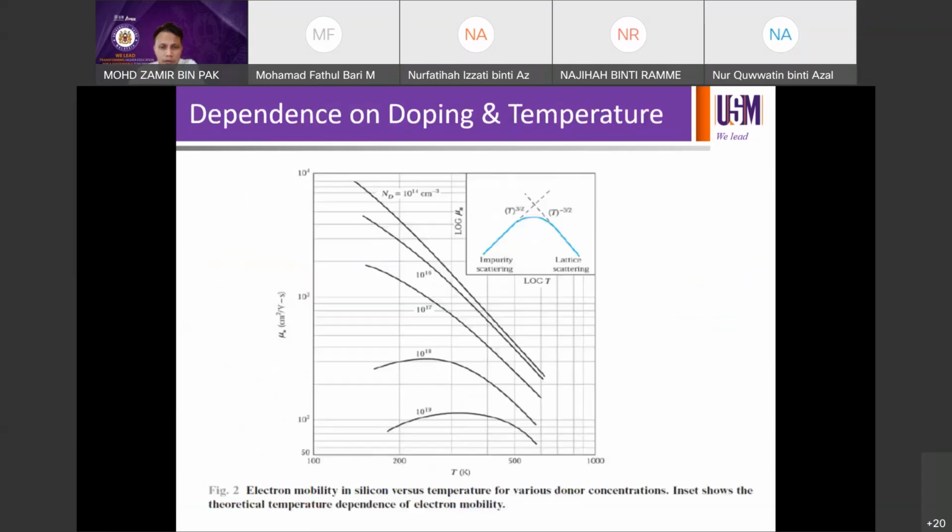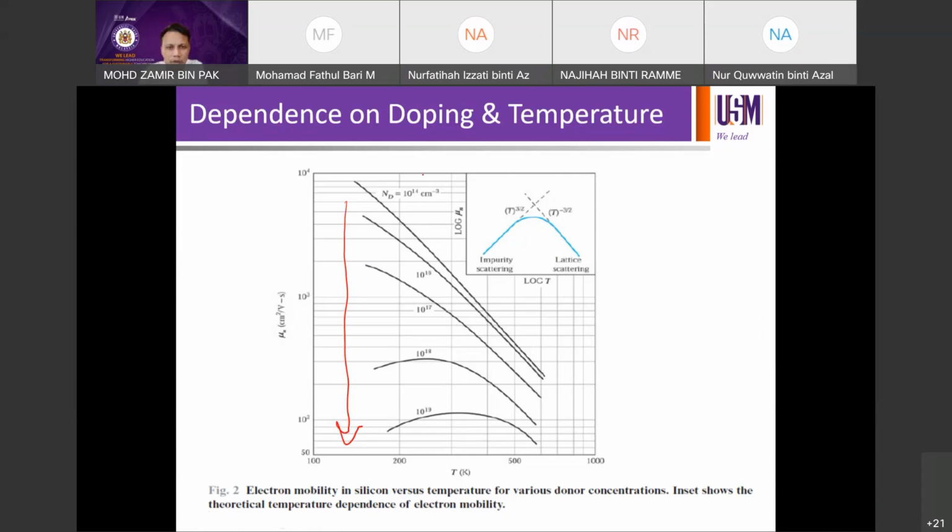So now you can see the dependence of the mobility on both doping and temperature. On this graph, doping increases in this direction, where doping changes from 10 to the 14 for the upper curve, up to 10 to the 19 for the lower curve.